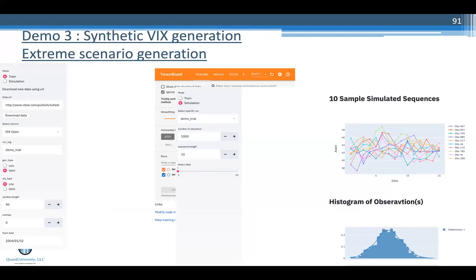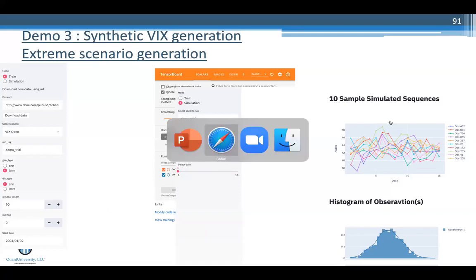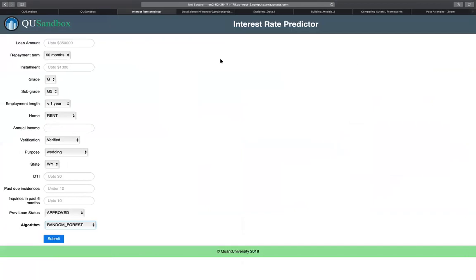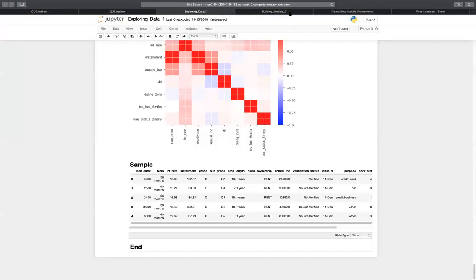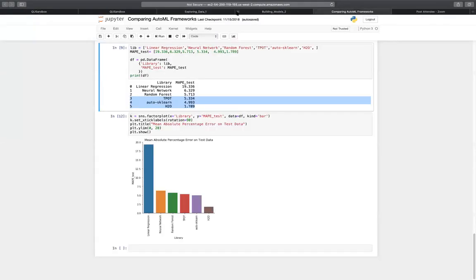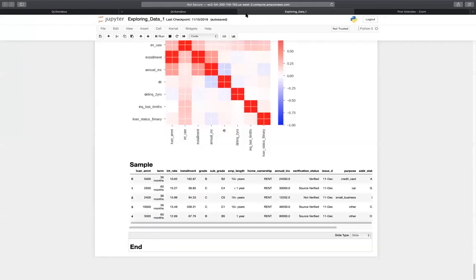So let me show you the last demo in a bit. Give me 1 second, let me switch my screen. So this was the interest rate predictor demo we just talked about. So let me just close a couple of windows for you in here.